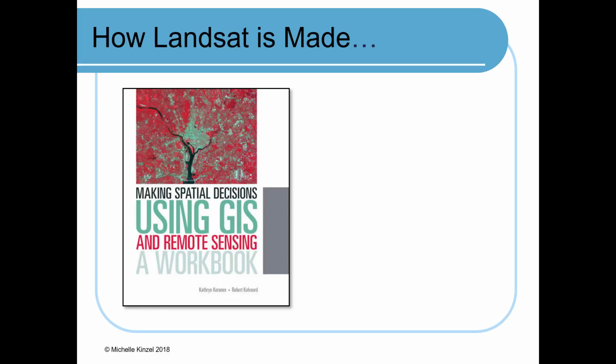So I'm going to step into how Landsat is made after this slide. And the reason I'm going to cover this is that the images that you'll be using in your workbook were all collected with Landsat satellites. And the workbook that we'll be using is Making Spatial Decisions Using GIS and Remote Sensing, a workbook. It's by Kiernan and Colvard, and there are 10 modules in the book. You are required to do project 1 of each module for credit.